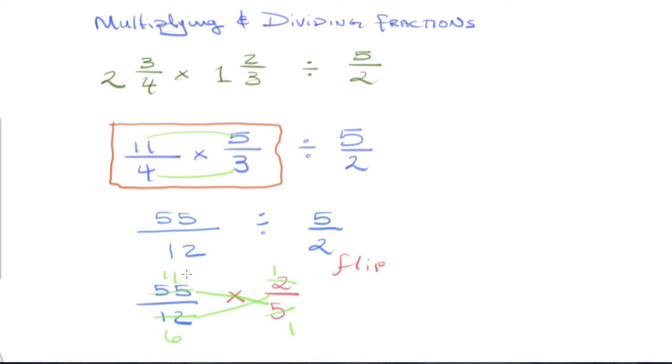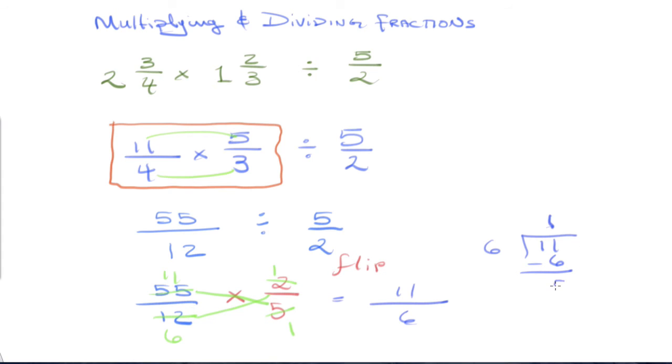Now when I multiply top with top, bottom with bottom, the result is going to be 1 times 11 equals 11, and 6 times 1 is 6, 11/6. If I wanted to convert this into a mixed fraction, I would do 11 divided by 6. How many times does 6 go into 11? If you said twice, 2 times 6 is 12. That's too much. So let's go down 1. 1 times 6 is 6.